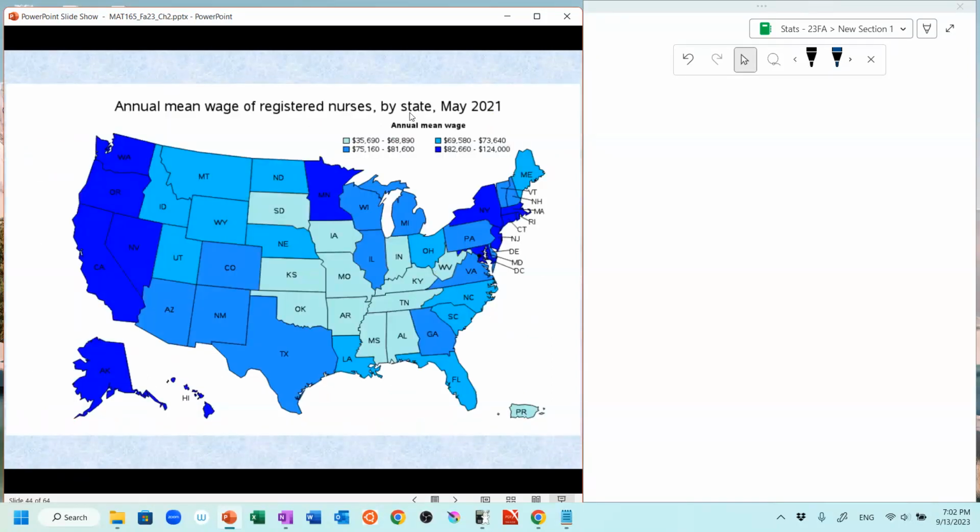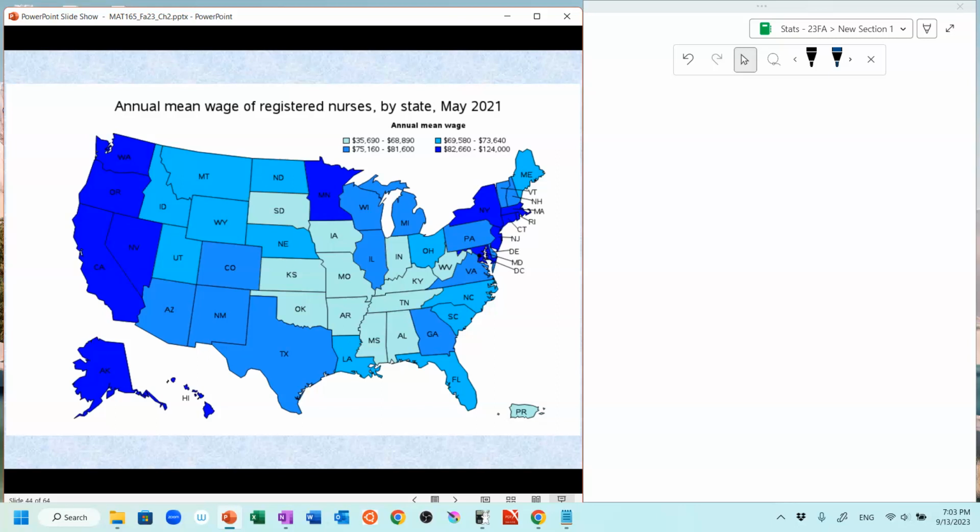Another example is in the US, annual mean wage of registered nurses. This was from 2021. This is from the Bureau of Labor Statistics. And we see that the darker blue in this case represents higher wages and the lighter blue represents lower wages. So I see that places like Alaska, Hawaii, and the coasts tend to pay higher wages, and kind of the Midwest in here tends to pay lower wages to nurses.